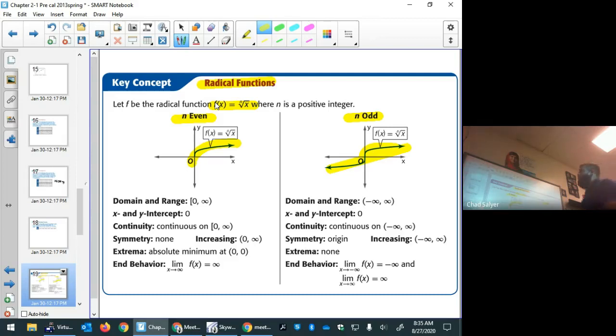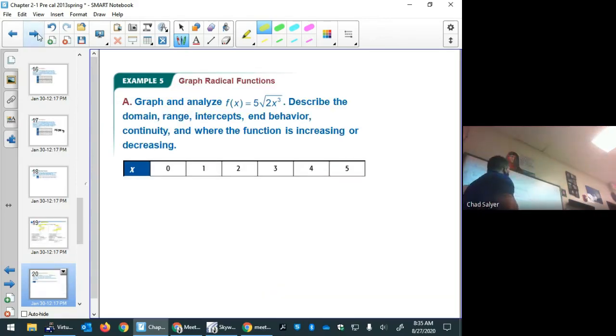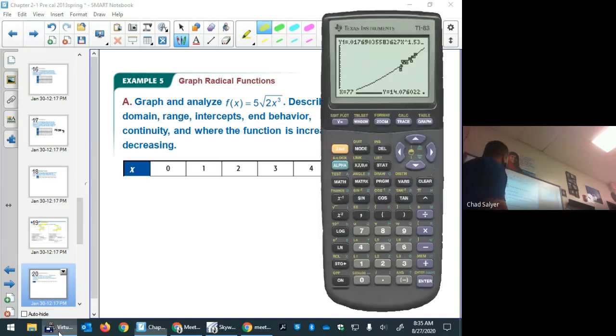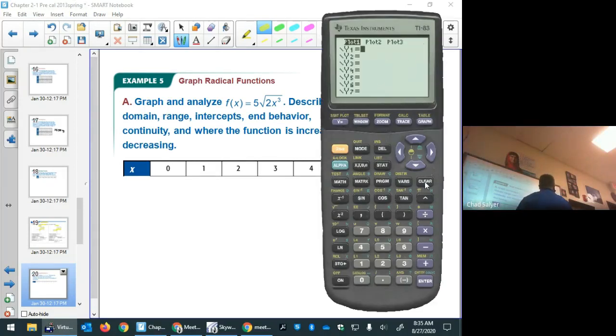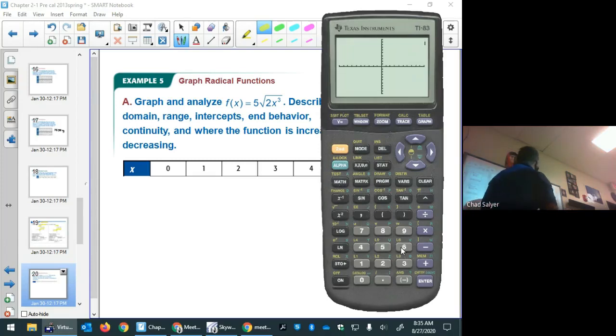Okay, so let's graph one of these. I've got 5 times the square root of 2x cubed, and we're going to describe its behavior based on a sketch of the graph. So if I go to y equals, clear out whatever's there, and turn the plot off. We don't need those goofy points on our graph going forward. So 5 times the square root of 2x cubed. Window's weird. I need to hit zoom in 6. There we go. All right.